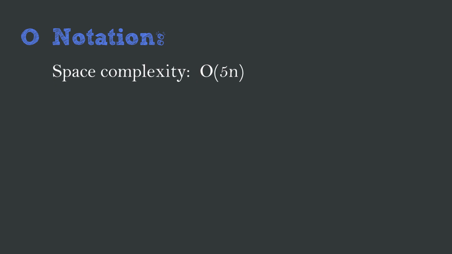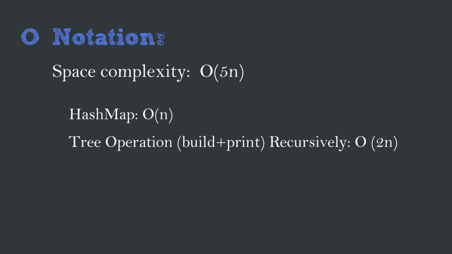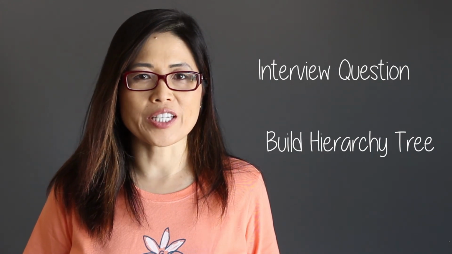Space complexity is 5 times n. The space complexity of a hash map is n. The space complexity for tree operation with recursion is n because of the stack frames created for recursions, plus the strings and string arrays used for reading and passing data. So the total space complexity is 5 times n. That's it for build hierarchy tree.